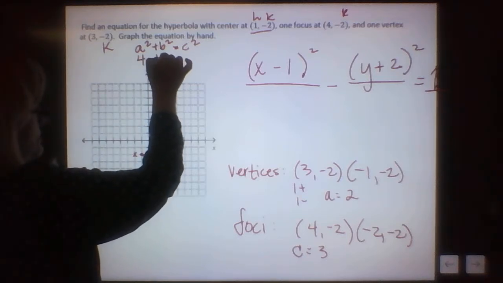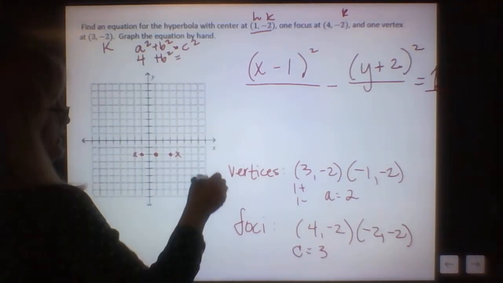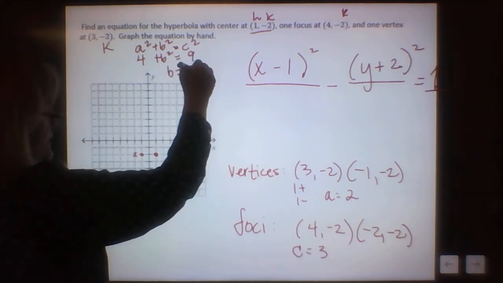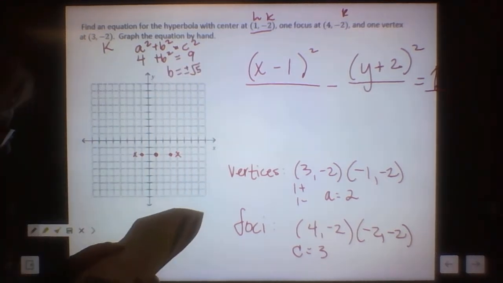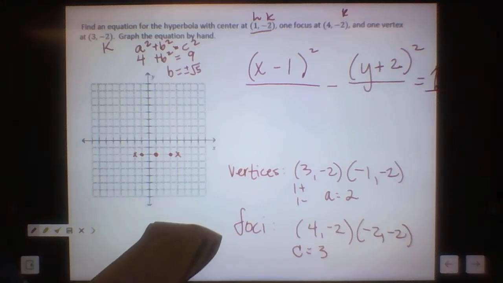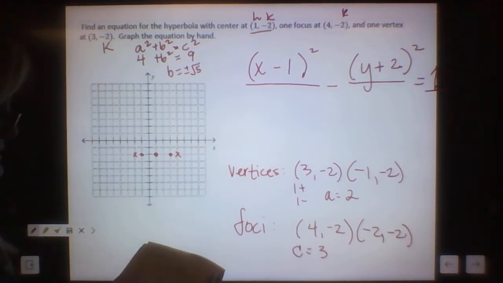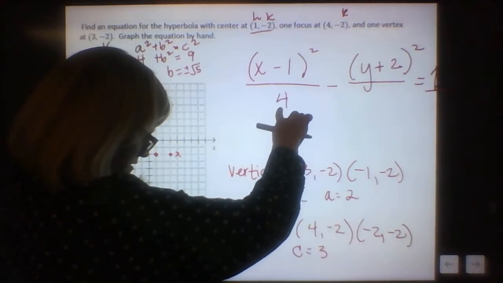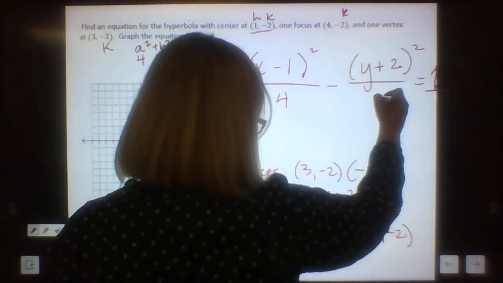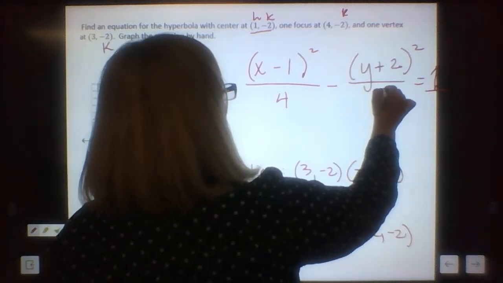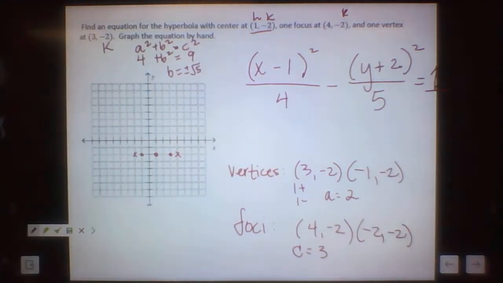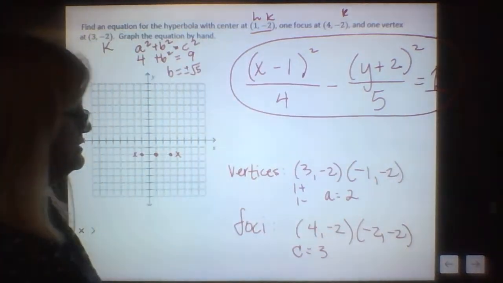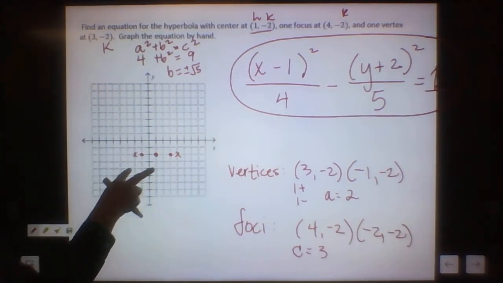B, I do not know, and that'd be 9. So B is going to be plus or minus square root of 5. And if you need to work that out, you can work that out. Okay, so when it's in this form, A is here. So A squared is 4. Square root of 5 squared is 5. So this is my equation. I've got my points up here.